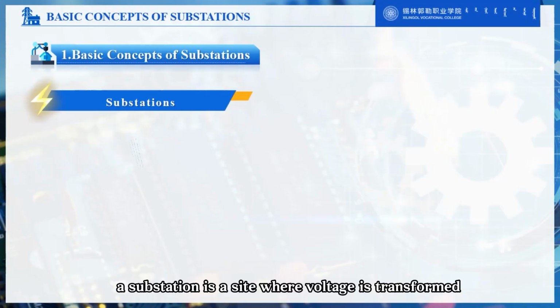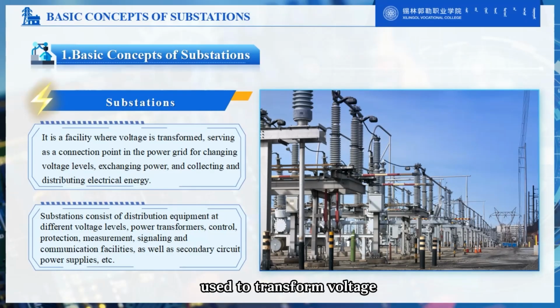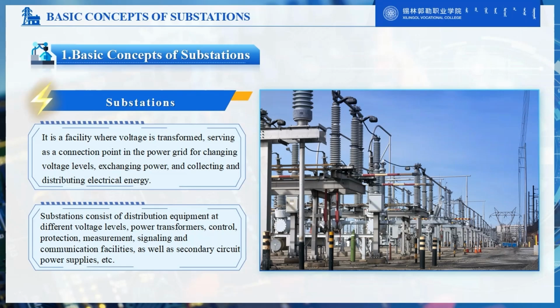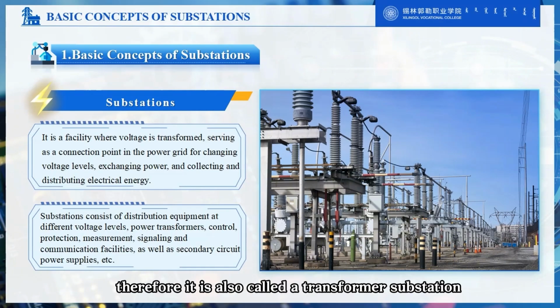A substation is a site where voltage is transformed. It is a connection point in the power grid used to transform voltage, exchange power, and collect and distribute electrical energy. Substations consist of distribution devices at different voltages, power transformers, control, protection, measurement, signal, and communication facilities, as well as secondary circuits and power sources. Therefore, it is also called a transformer substation.